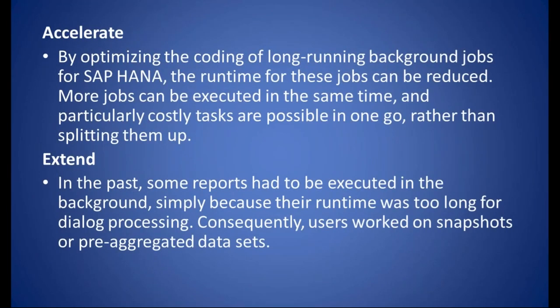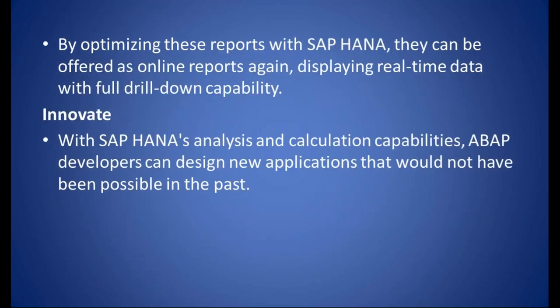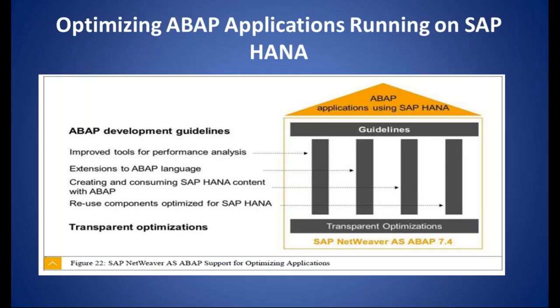Whatever background reports used to run, we used to keep in the background because they would take a lot of time. But right now, we can make it a real-time report. We can run it directly instead of putting it in a background job, because the performance and speed of HANA is very, very high. Then innovate: with SAP HANA's analysis and calculation capabilities, ABAP developers can design new applications that would not have been possible in the past.